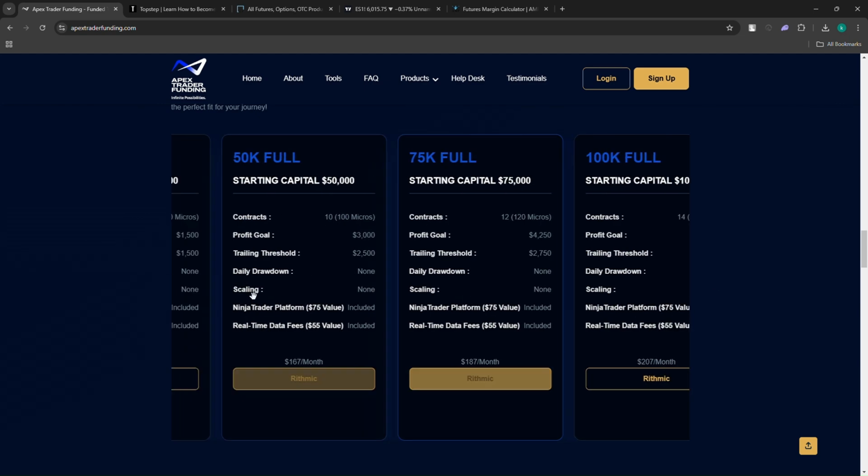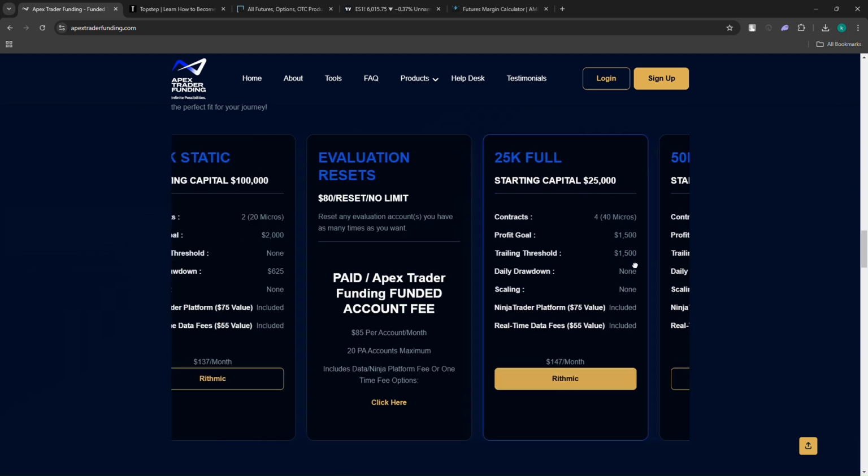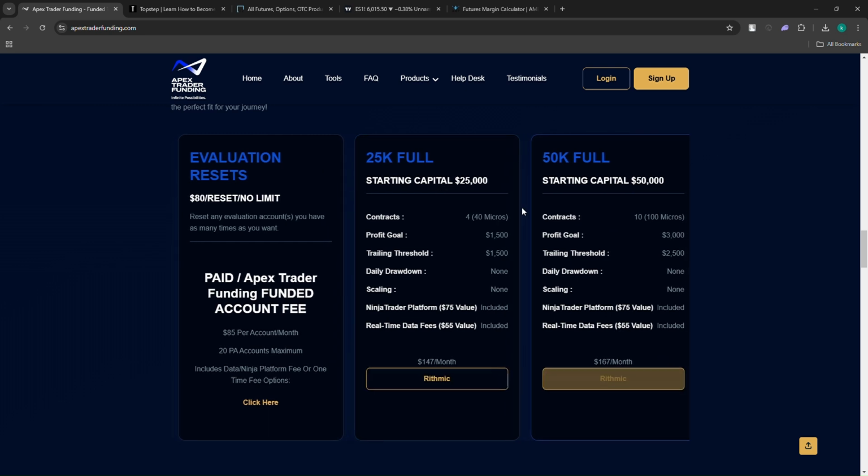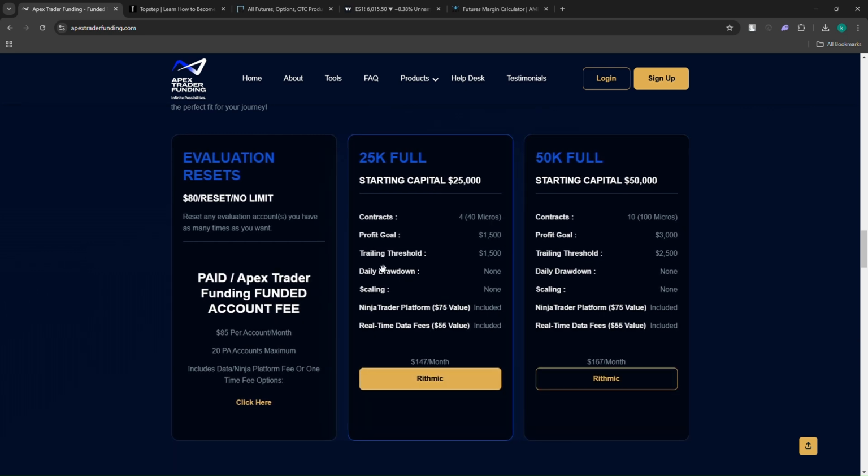So one rule here, everyone. The best way to explain is with the 25K. You see here where it says trailing threshold. This is your drawdown. Trailing means that it follows. Every time you make profit, it trails, it follows along at a 1-to-1 ratio. So at 25K, your trailing threshold is 1,500, okay? So you cannot go below 23,500 when you're starting out.